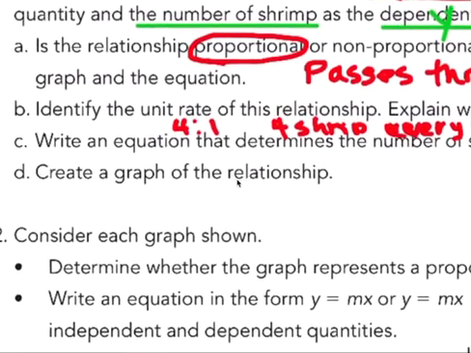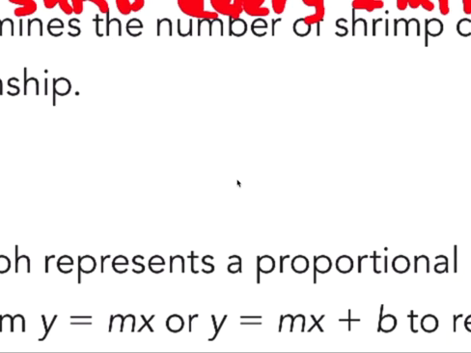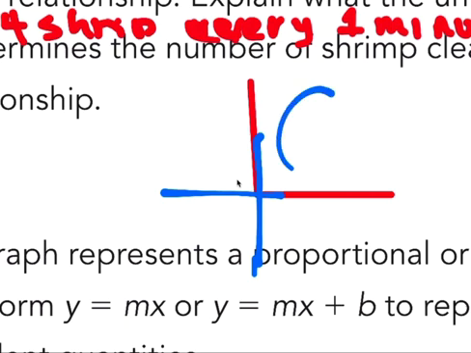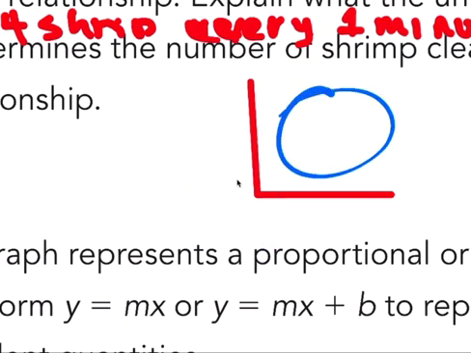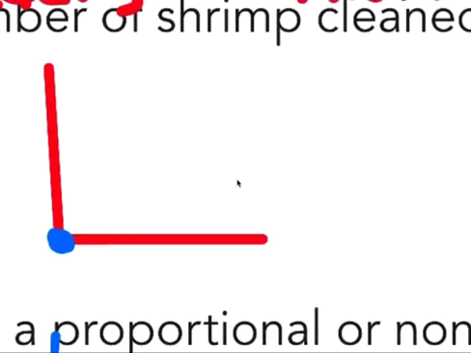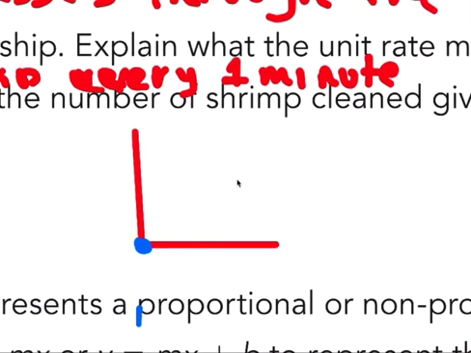Create a graph of the relationship. You don't want to use negative numbers here. You're only focusing on positive numbers because you don't clean a negative number of shrimp. So we don't have to make all the quadrants. We're just going to use quadrant 1 because we're using all positive numbers. Oops, I meant to erase this. Anyways, 0 shrimp, 4 to 1, that means you go up 4 shrimp.